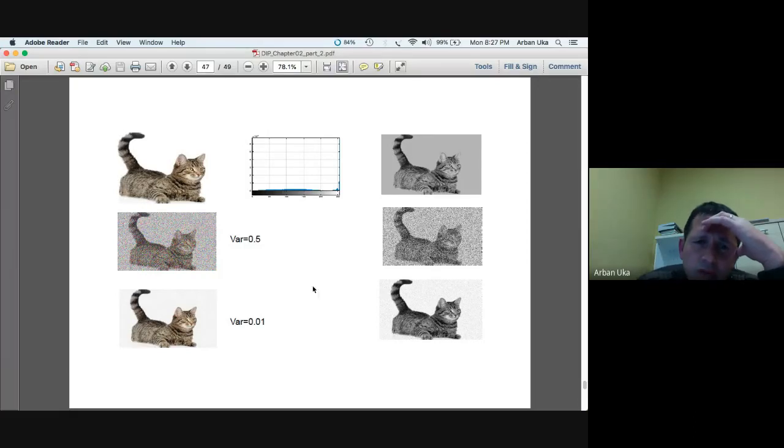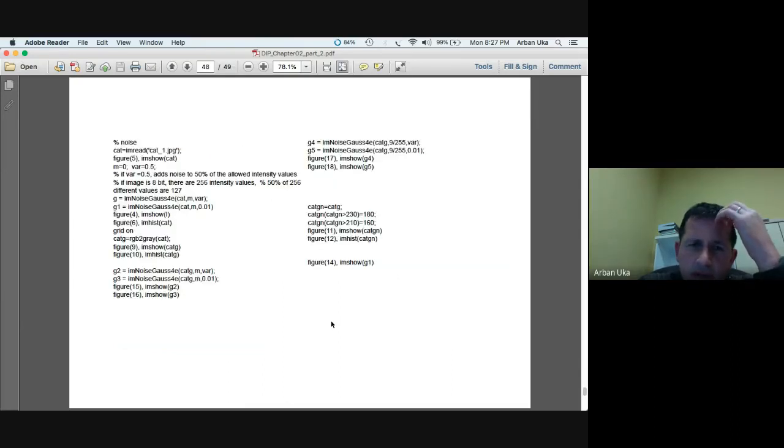Originally we have this image of the cat, and we can add noise with a variance of 0.5. Here we can add noise with a level of 0.01, and it looks like we have less and less noise. This is the same image of this animal, but in grayscale. This is adding noise in grayscale, and this is adding noise again in grayscale with a different variance.